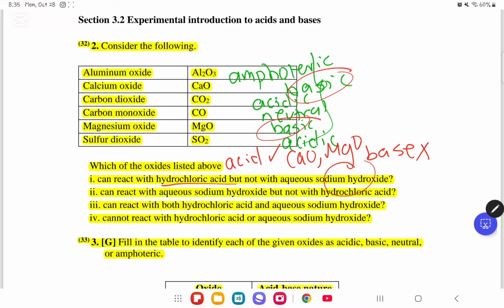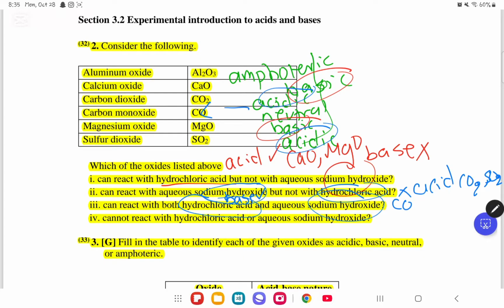In the second one, they're asking us which can react with NaOH, so a base. It can react with it, but it cannot react with an acid. So if it can react with a base and not with an acid, then it has to be acidic. So what are the two acidic? We have CO2 and SO2. Now, it cannot react with either hydrochloric acid or aqueous sodium hydroxide, so it cannot react with an acid nor with a base. So that means it's neutral, and the only neutral is CO.